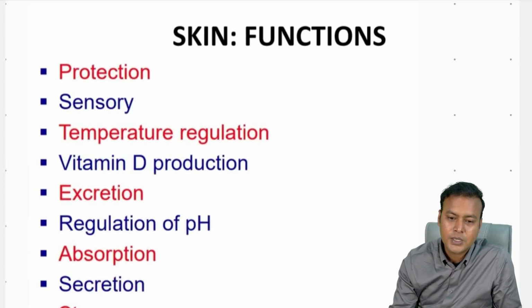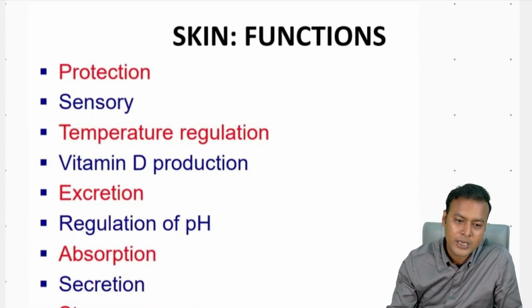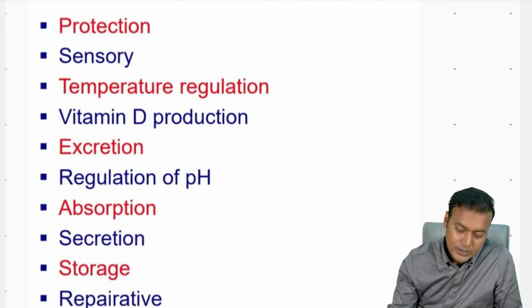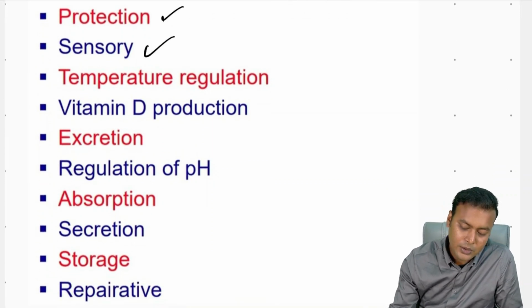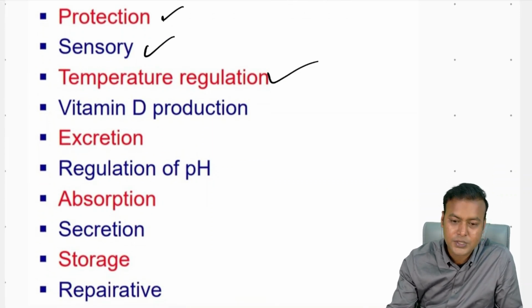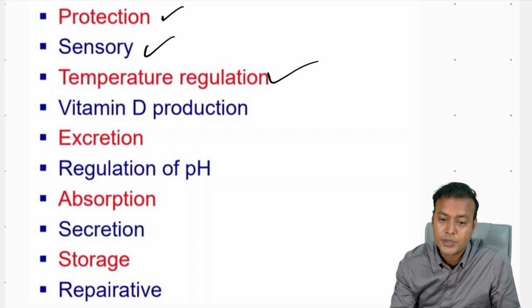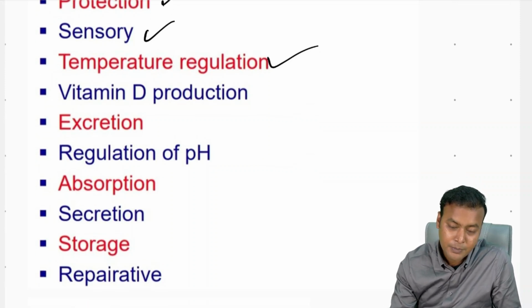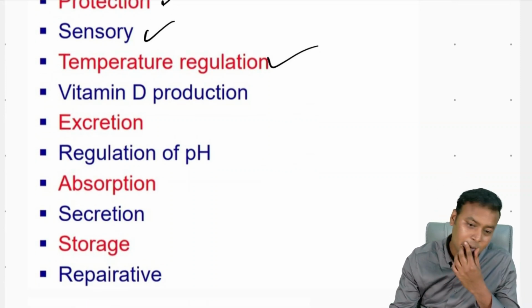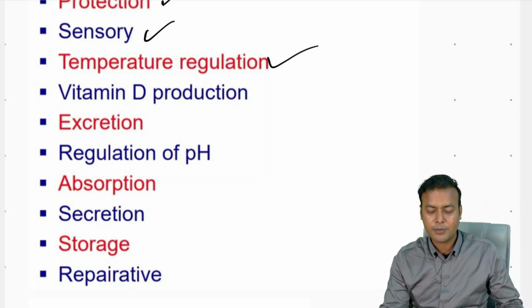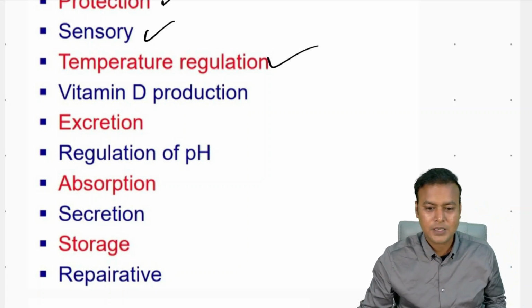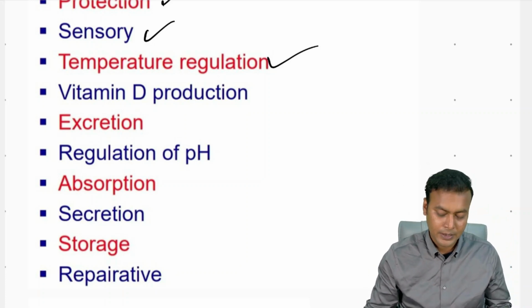Functions, students, these things you have learned from your school time. They provide protection. They are sensory. Also, they help in regulation of temperature. How regulation of temperature is done, that we'll learn. Help in vitamin D production. Always remember, students, the synthesis of vitamin D takes place only when sunlight falls upon our skin.